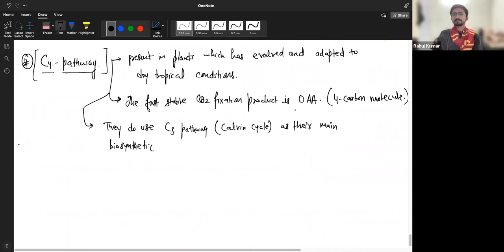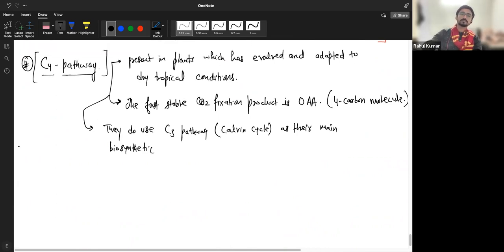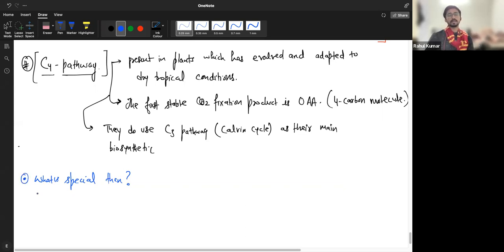So what is the difference? How are C4 plants any special, better or inferior than C3 plants? How are they different? What is the speciality? What's special about C4 plants? What's special then, people? Those who went back and read about the Kranz anatomy and bundle sheath cells can tell better.